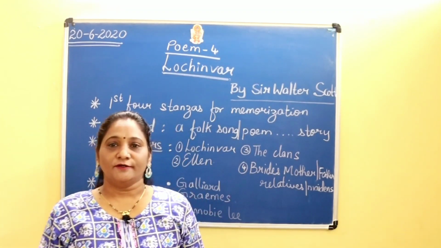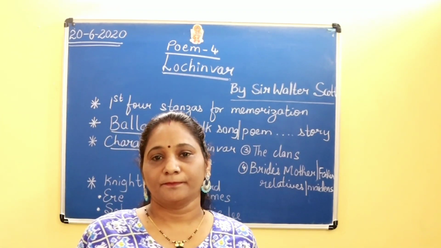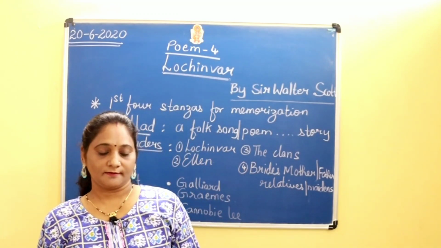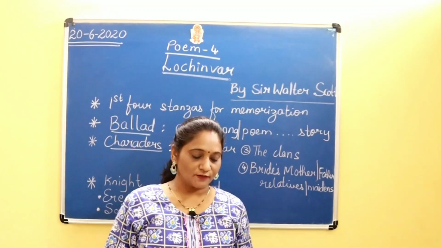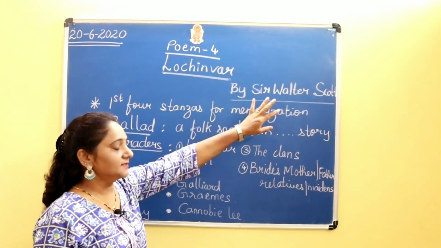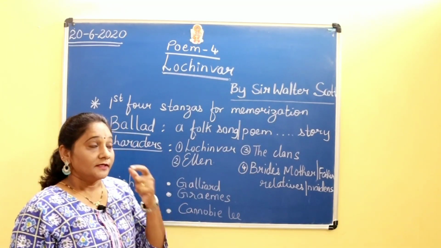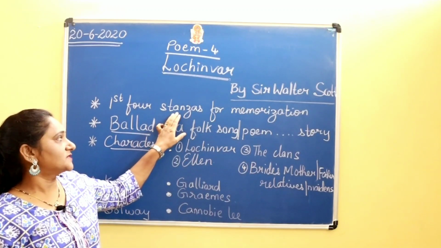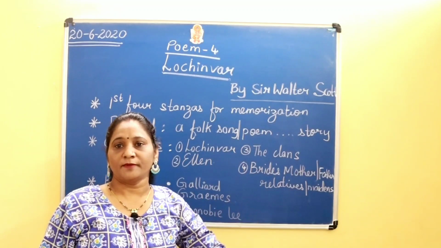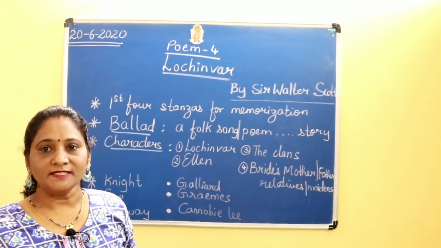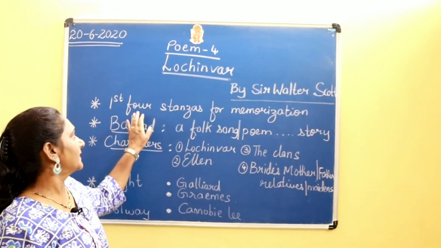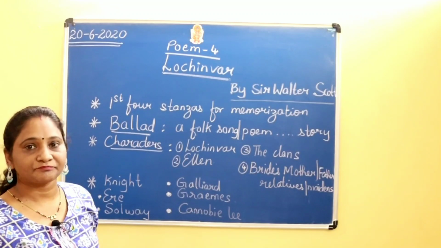My today's video is on poem number 4 of standard 10th, Lochinvar, written by Sir Walter Scott. Here the first 4 stanzas or the first 4 paragraphs are for memorization. You will get a quote for memory, a poem of 4 lines for 4 marks. So you will have to memorize the first 4 stanzas, children.